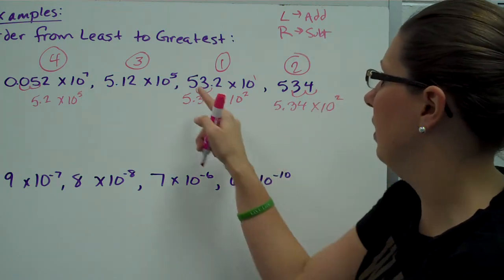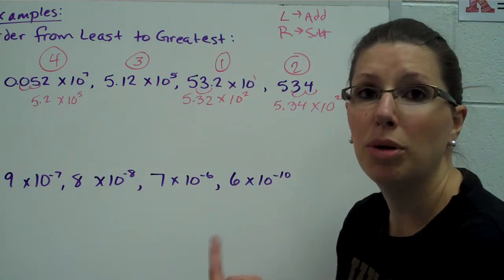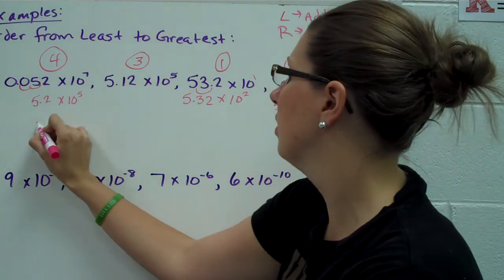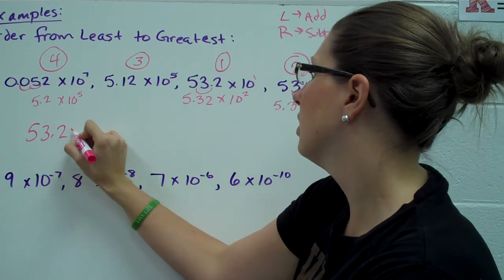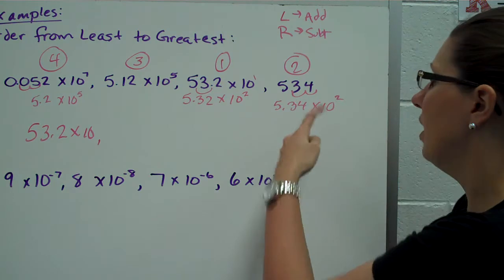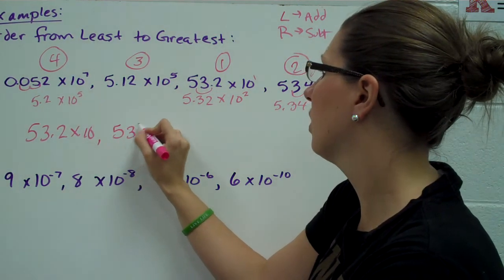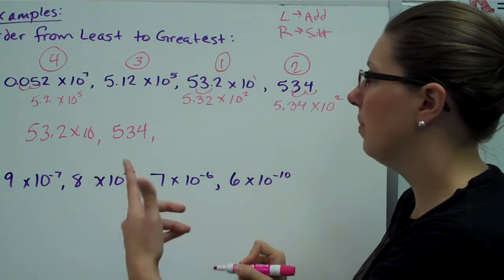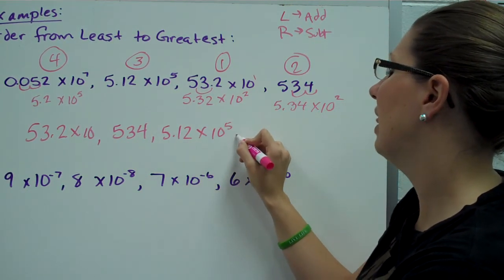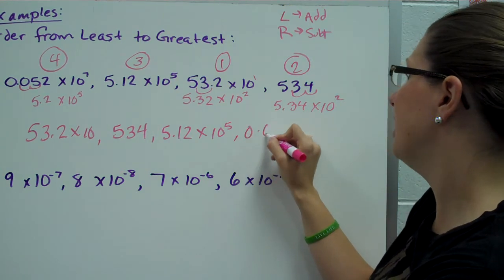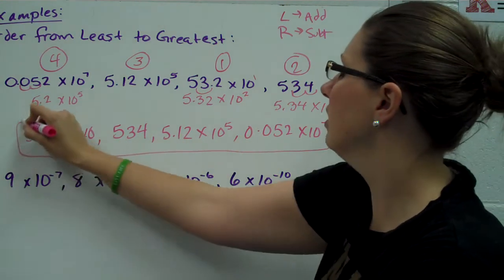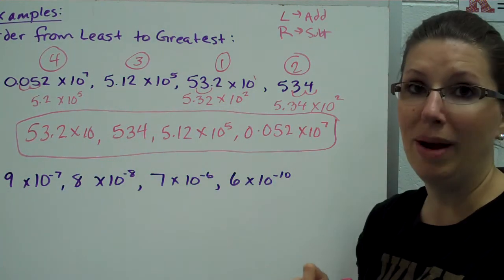So I'm going to go back through and I'm going to rewrite the numbers that were in purple. So 53.2 times 10, that was in first place, or the smallest. Then it was 534. Then it was 5.12 times 10 to the 5th. Then it was 0.052 times 10 to the 7th. That list, this whole list, is my answer.